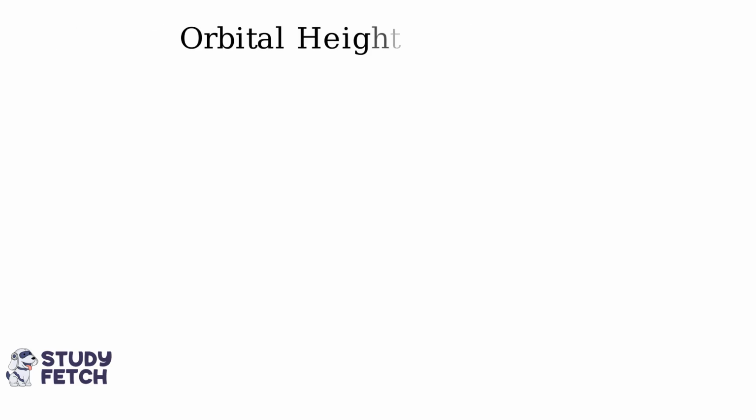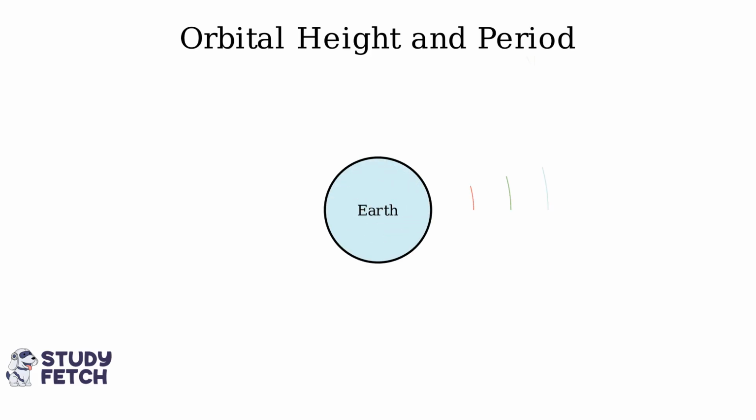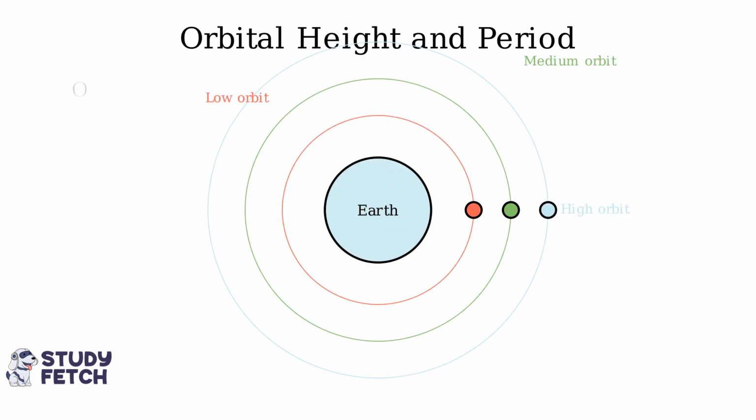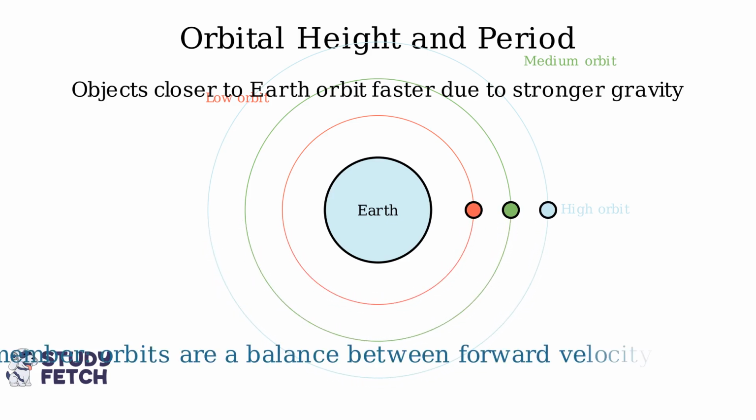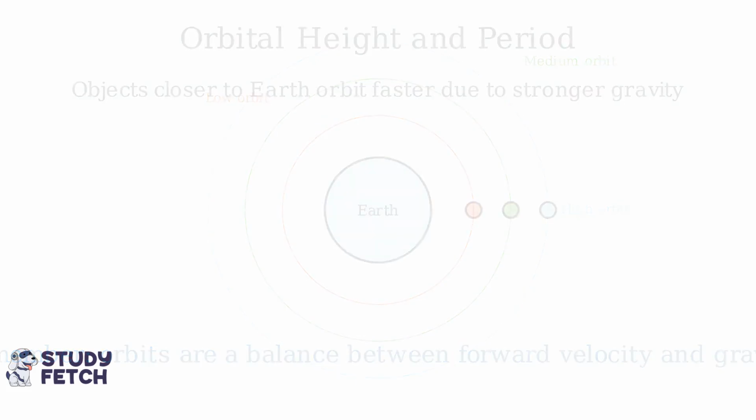Different orbital heights result in different orbital periods. Objects closer to Earth orbit faster than those farther away. This is because gravity is stronger closer to Earth, pulling the satellite around its orbit at a higher speed. In summary, orbits are all about the perfect balance between an object's forward velocity and the gravitational pull of the body it's orbiting. This understanding of gravity and orbits forms the foundation for exploring our solar system further.